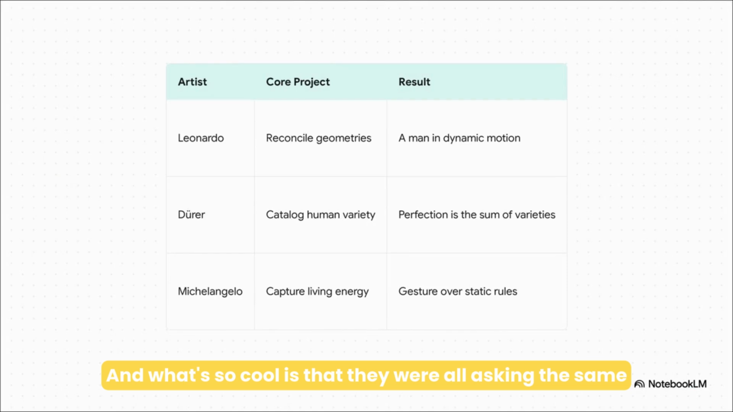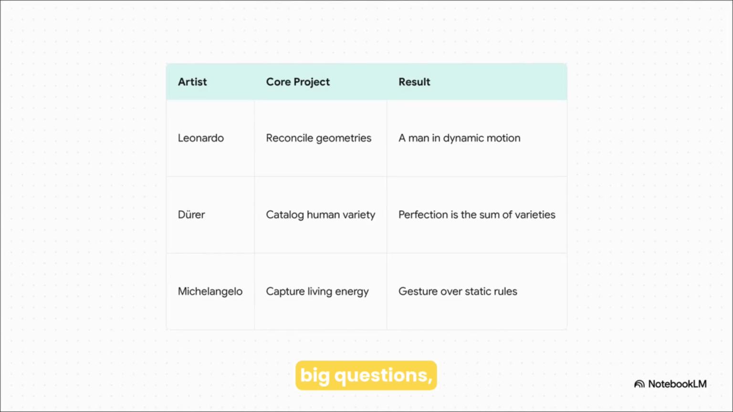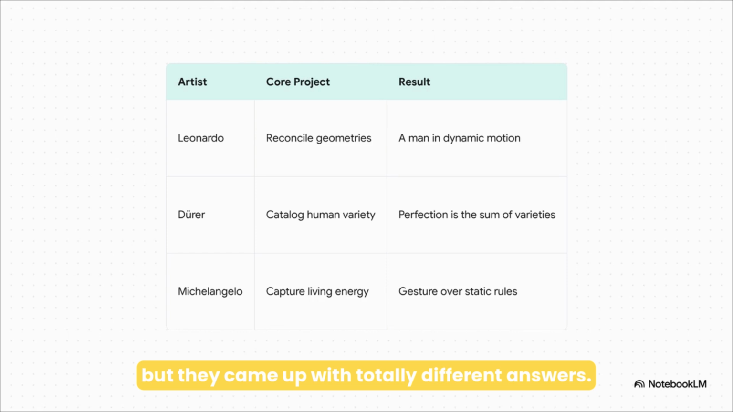And what's so cool is that they were all asking the same big questions, but they came up with totally different answers. Take Leonardo. For him, the puzzle was geometric. How do you fit a man in a circle and a square? He solved it by giving his man two different centers of gravity, the navel for the cosmic circle, the crotch for the earthly square. The result? A man in dynamic motion.